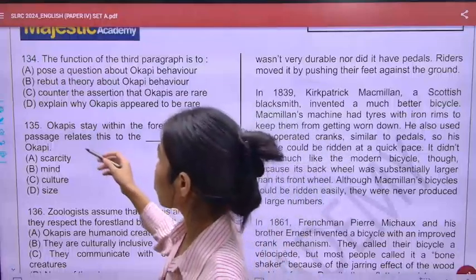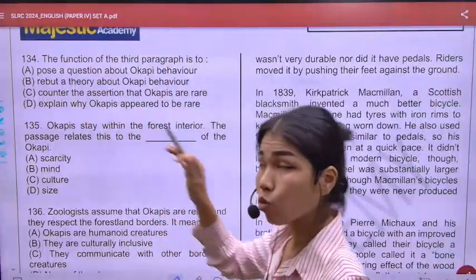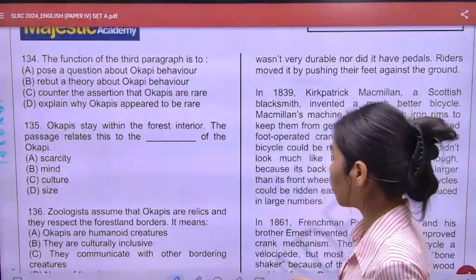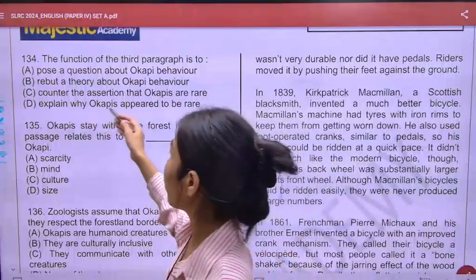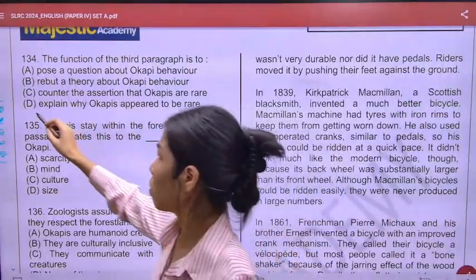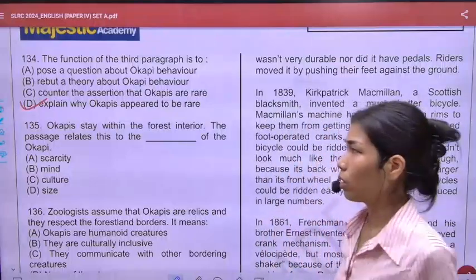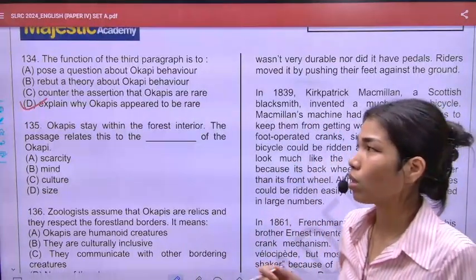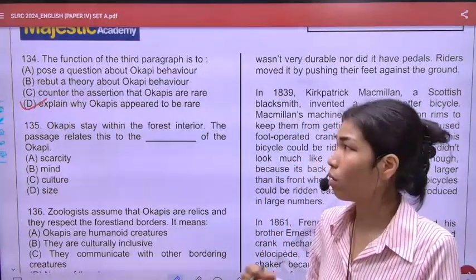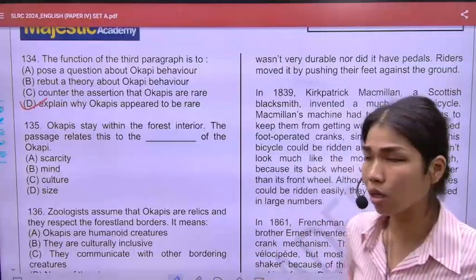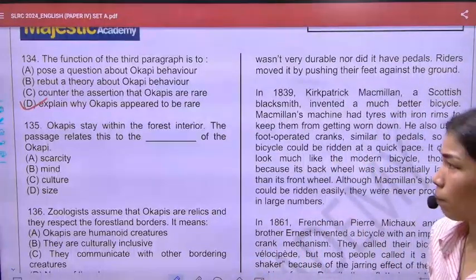But they are asking us what was said in the third paragraph. So they are talking about something, explain why okapis appear to be rare, okay? I said that they are not actually in rare quantity, but they seem to be rare because they do not come outside. So normally people cannot see them.